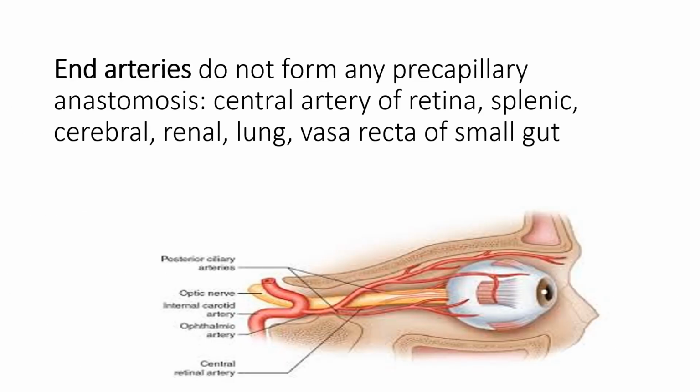The arteries which do not anastomose with their neighboring vessels, or when the branches of the arteries also do not anastomose with their neighboring vessel, they are known as end arteries. End arteries do not form any precapillary anastomosis, and the examples of end arteries are central artery of retina, then splenic arteries, cerebral arteries, renal arteries, arteries in the lungs, vasa recta of small intestine.